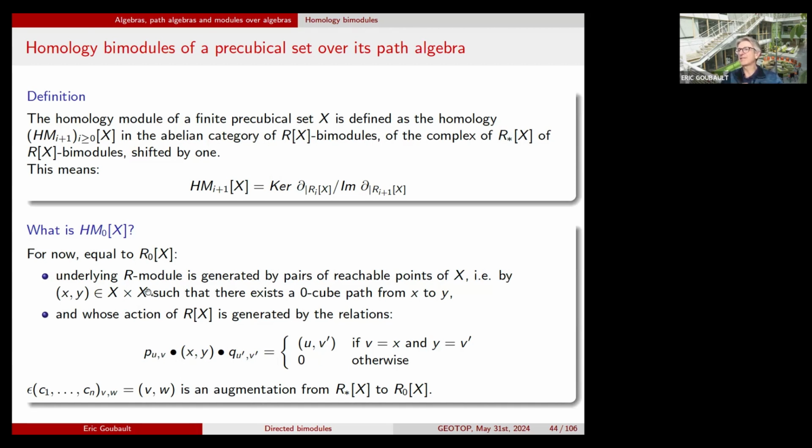So it's part of this underlying R module, right? And you can see very easily that this is a bimodule over the path algebra. Furthermore, there's an augmentation from R1 of X, and actually it maps from any Rn of X to R0 of X, where for each cube chain going from V to W, you just take VW as a result, and then you complete this by linearity, okay? So you can define the whole chain of homology modules that way.